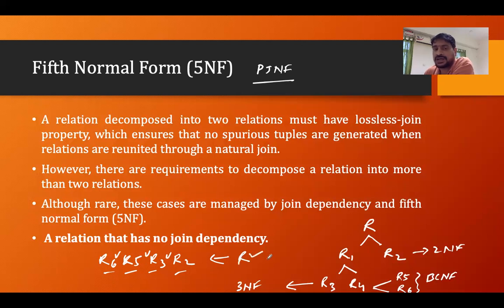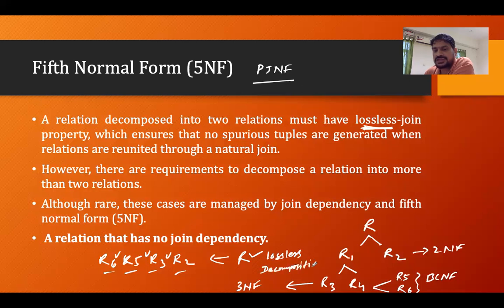If I get R, it means that whatever I have decomposed is good and there is no loss. It means lossless. Everything is lossless. Are you getting what I'm saying? So if I do a union of R6, R5, R3, R2, I should get R. If I'm getting R by union or joining of all those things, it means it is a lossless decomposition.